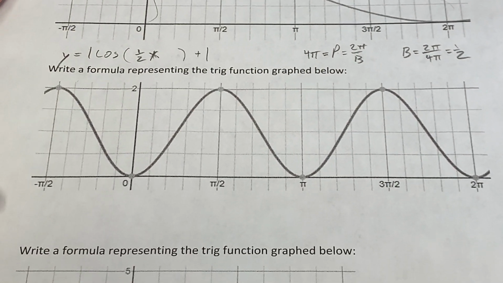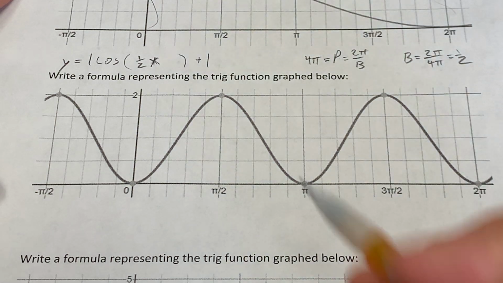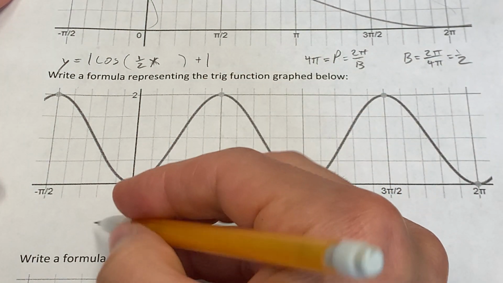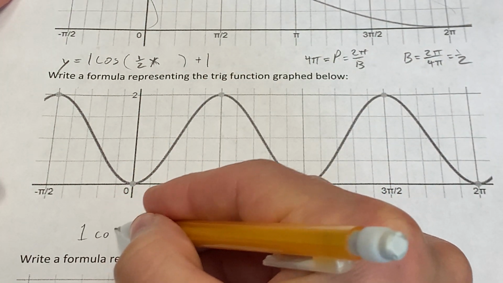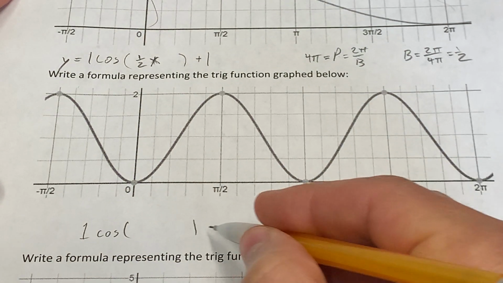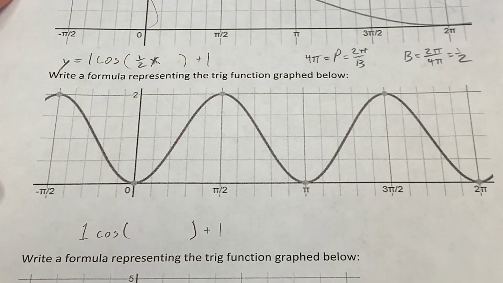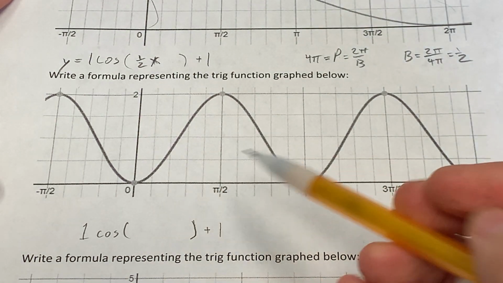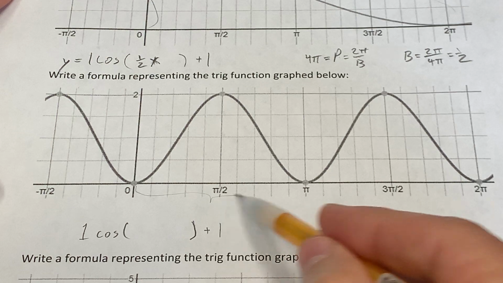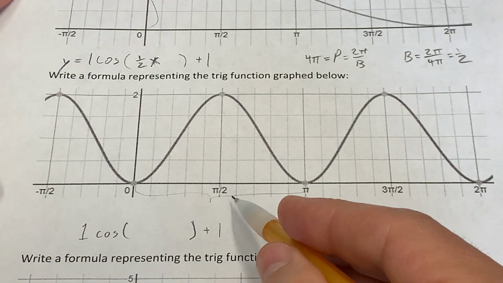Well, this one's a little different. Notice that again, it's 0 to 2. So I'm going to have an amplitude of 1 and a shift up by 1. But something's happening in between. The period is pi, right?